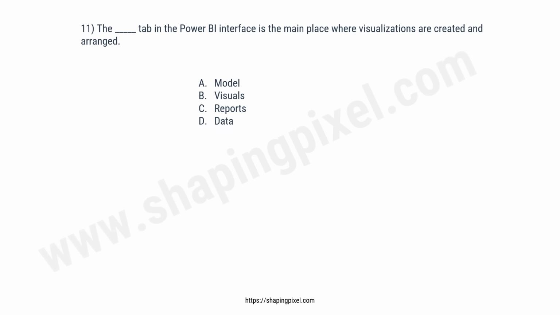Question number 11. The dash tab in the Power BI interface is the main place where visualizations are created and arranged. And we have four options. Option A, model. Option B, visual. Option C, report. And option D, data. So the right answer here is option C, report.